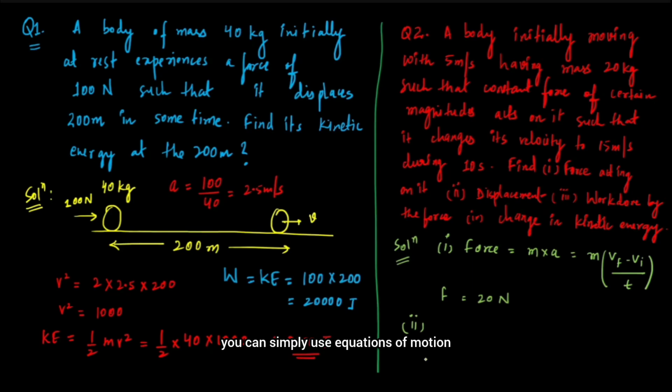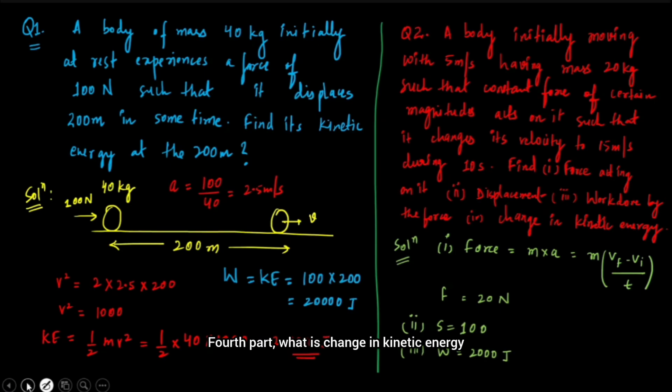You can simply use equations of motion. Okay, I use the second equation of motion and got 100 meters. All right. I can simply find out work as well, which is going to be 2000, by simply multiplying force and displacement.